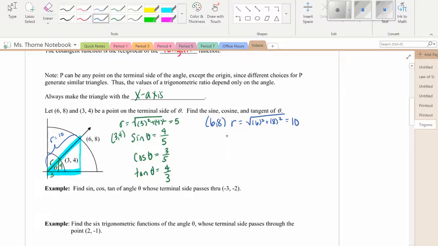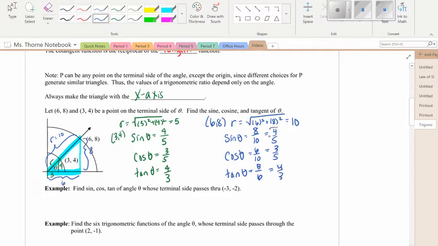So now we want the sine of theta. So the sine of the angle, now we're using 6 for the x and the y as 8. So opposite over hypotenuse would be 8 over 10, but of course we can reduce that. So when you reduce, that becomes 4/5. The cosine of the angle is equal to adjacent over hypotenuse, which reduces into 3/5. And the tangent of the angle is equal to opposite over adjacent, which reduces into 4/3.